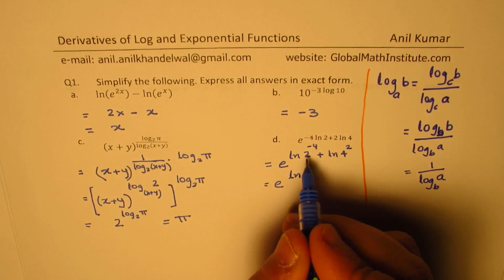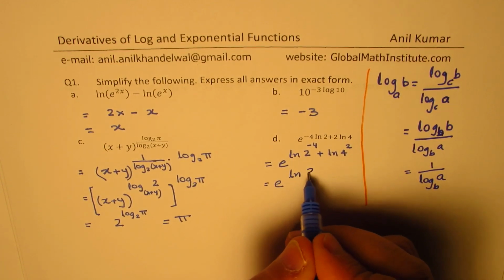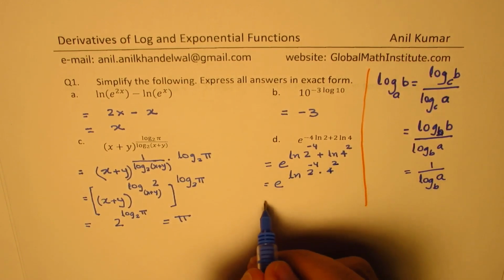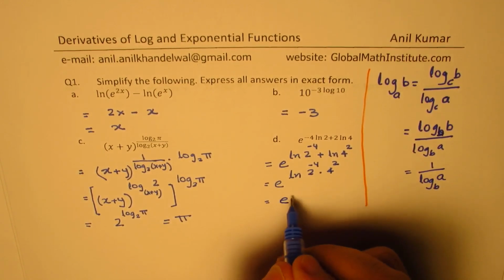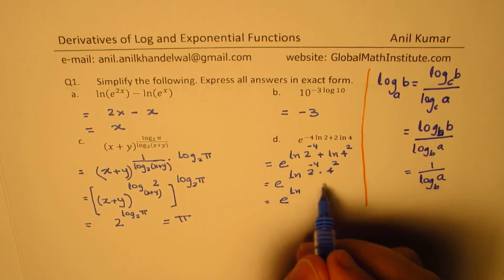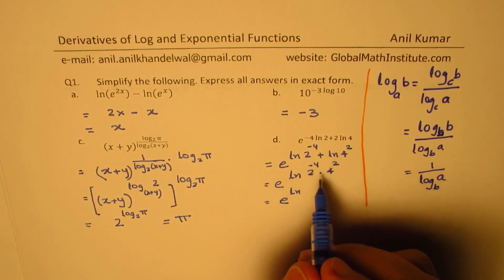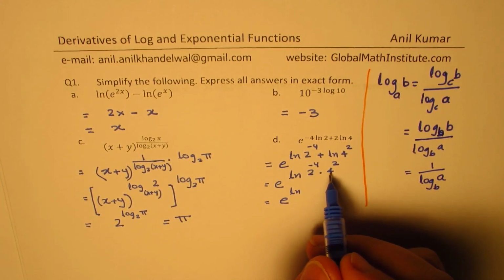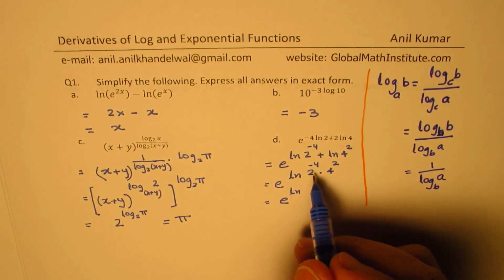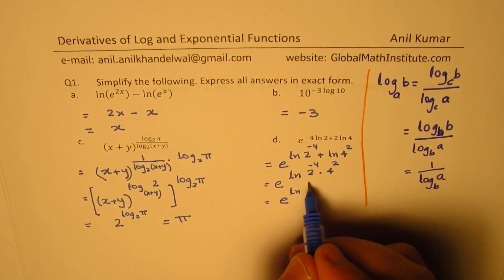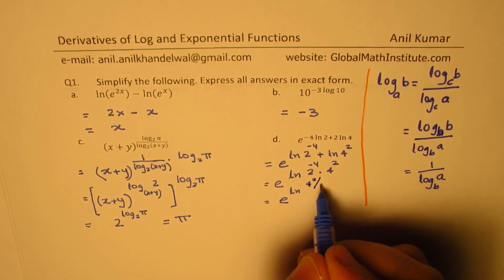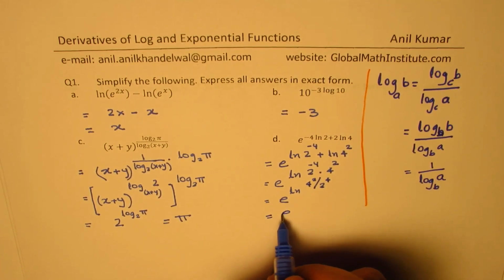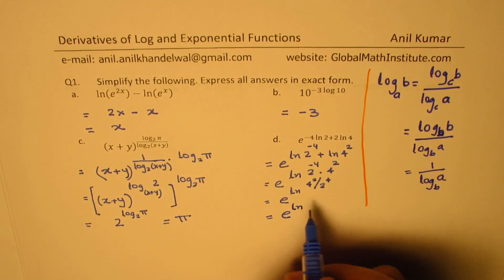So when you multiply, you get 2 to the power of minus 4 times 4 squared, which is equal to e to the power of ln. Now I could have written just this number, right? Now we have 2 to the power of minus 4 and 4 squared. So 2 to the power of minus 4 is what? Well, you can write this as 4 squared over 2 to the power of 4. Okay, so which is e to the power of ln.